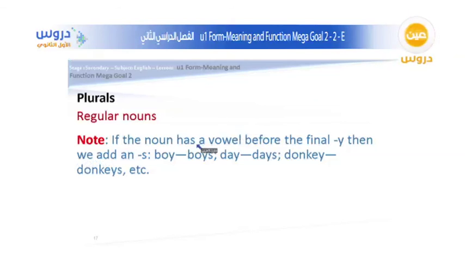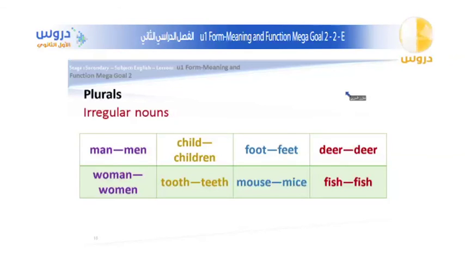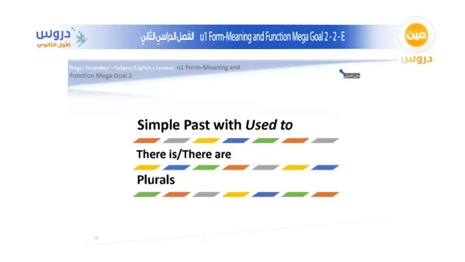Also note that if the noun has a vowel before the final y, then we just add an s. For example, boy, boys, because here there is a vowel before the y. Day, days. Donkey, donkeys, and so on. Again, we also have irregular forms of plural nouns like man, men; child, children; foot, feet; deer, deer; fish, fish; mouse, mice; tooth, teeth; woman, women. And also there is food and so on.